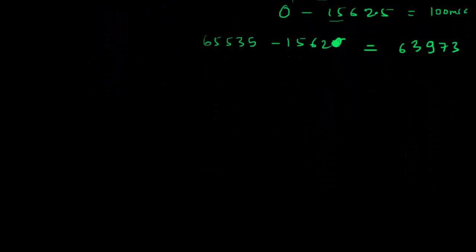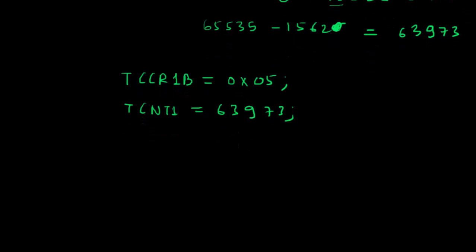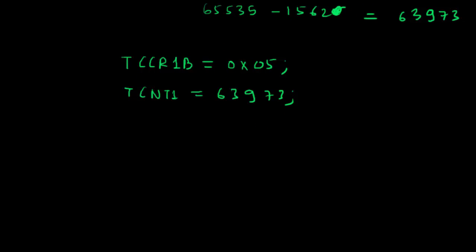Before we go ahead and discuss the interrupts, let's see how we would configure the timer. The first thing to configure a timer is to turn it on, and we're turning it on with the help of the TCCR1B register, and the value of that we had seen in the previous example. If we need a prescaler of 1024, the value is 0x05, and after we do that we just need to put this value into the TCNT1 register. So TCNT1 would be 63,973.